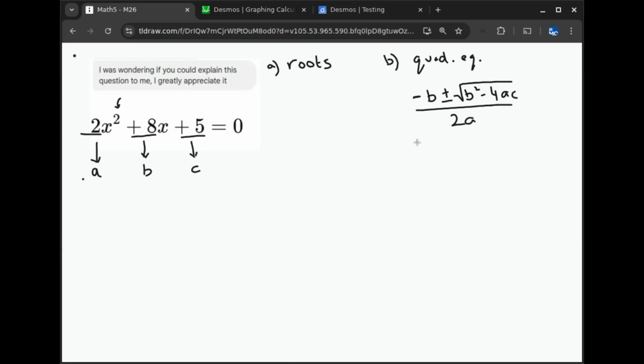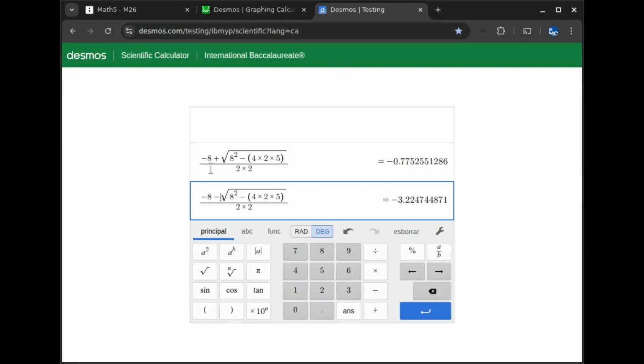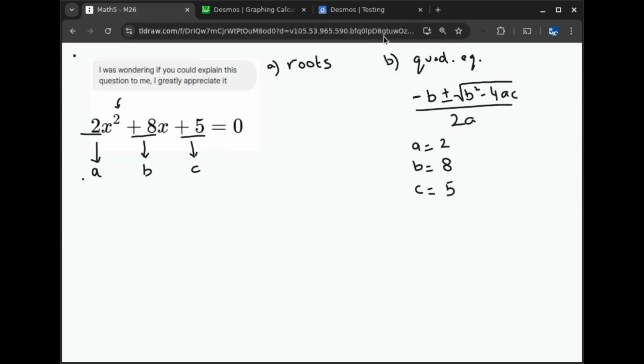So a is 2, b is 8, and c is 5. If you replace the values, these are the two options you get. As you can see, you get the same response: negative 0.77 and negative 3.22. So these are the two ways you can go about a quadratic equation.